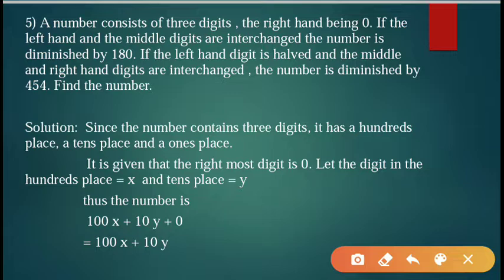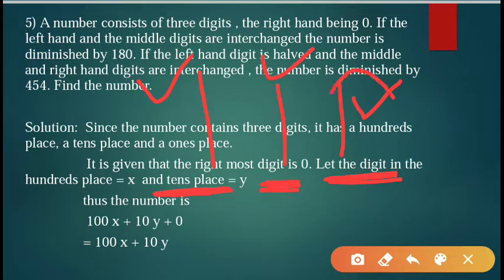The right hand being 0. What do you mean by right hand? If 3 digits are there, this is the right hand digit or ones. This is the middle digit or tens digit, and this is the left digit which is called 100. Clear? If 3 digits are there, how do we read the digits? This is the ones, tens and 100. Okay, we can also say that the ones digit is on the right hand side, the tens digit is in the middle, and the 100 digit is on the left hand side.